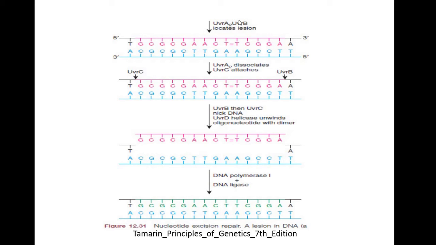It is a complex of UVRA2 and UVRB which is located at the lesion. Then UVRA2 dissociates and UVRC is attached at the lesion. Then UVRB and UVRC nick the DNA. Then helicase unwinds the oligonucleotide with the dimer. Then DNA polymerase and DNA ligase add the nucleotides and the gaps are filled.